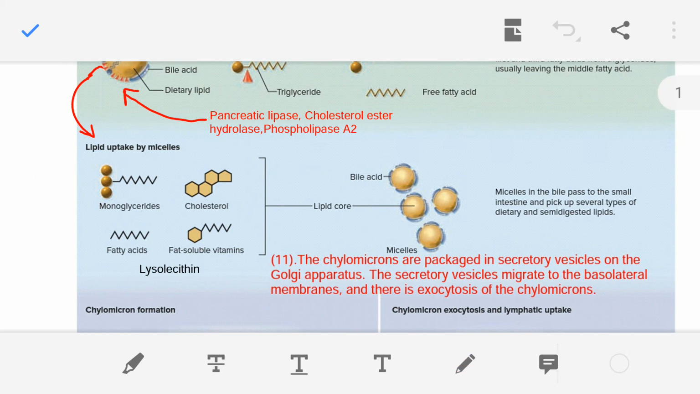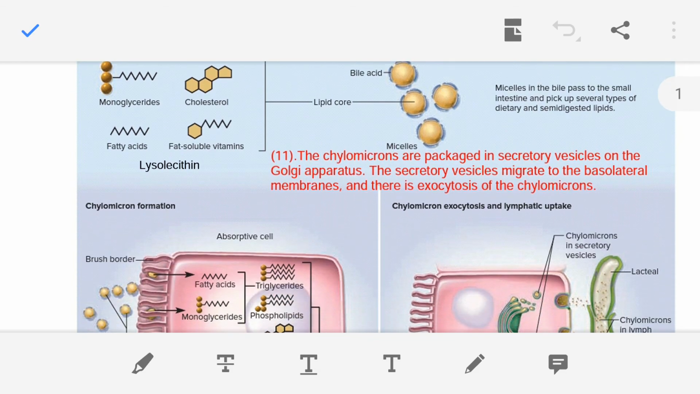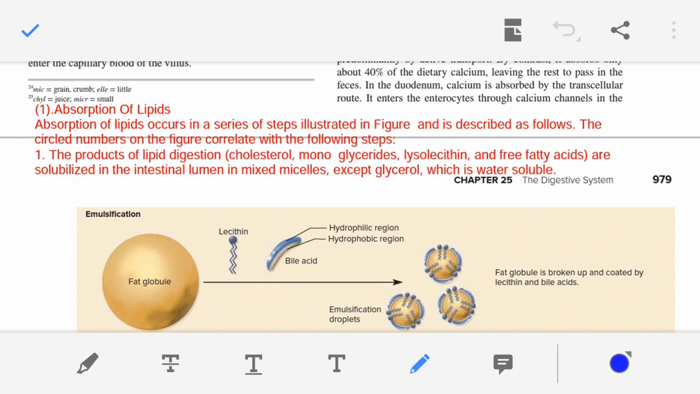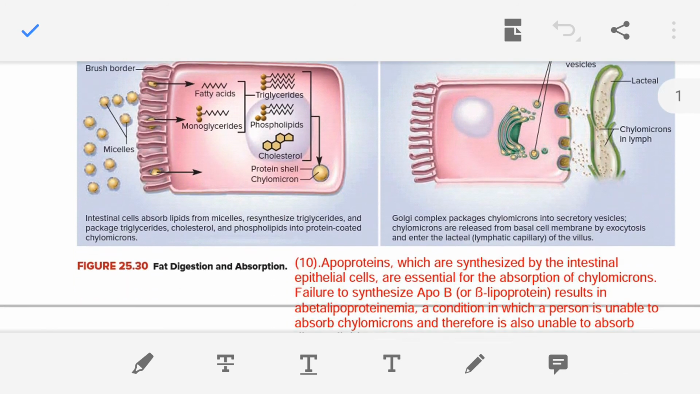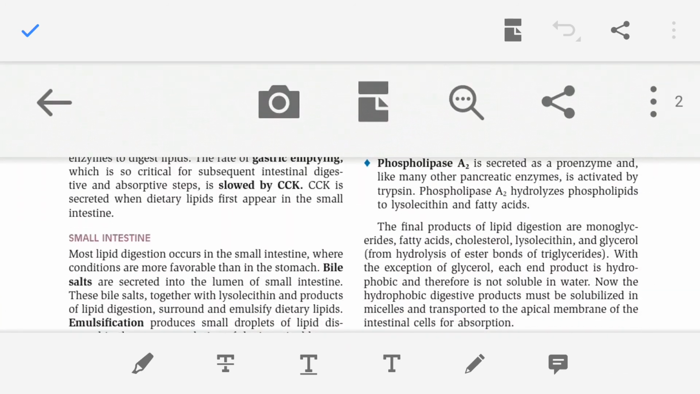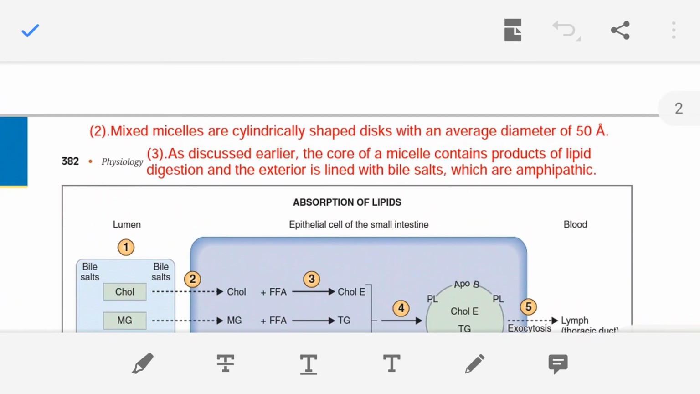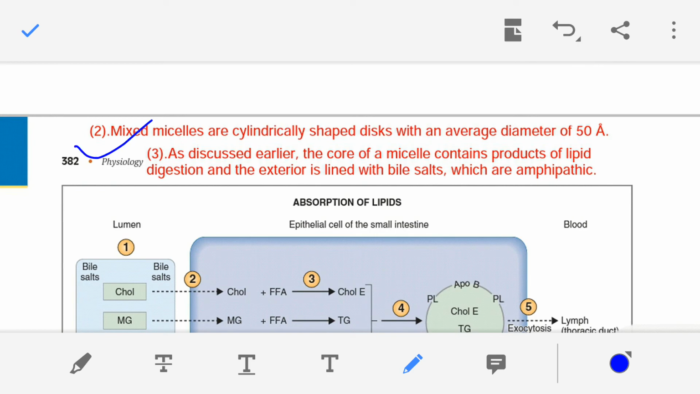Now, what are the micelles and how are the micelles formed? So this was the first theory point. Moving on to the second point. Now, the mixed micelles are cylindrical disc shaped, and the average diameter of the micelle is 50 angstrom.